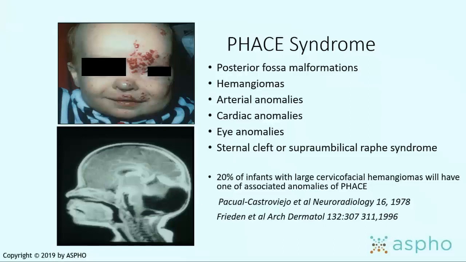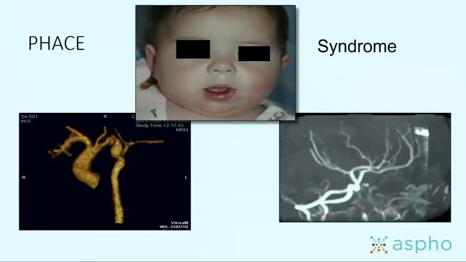So these patients really have to go through a strict workup, and this is probably one of the only reasons why you would do an MRI on a hemangioma to look. So you would need an MRI and an MRA for this patient to look at the arterial issues. This is a patient that actually came to see me when I was in Cincinnati.